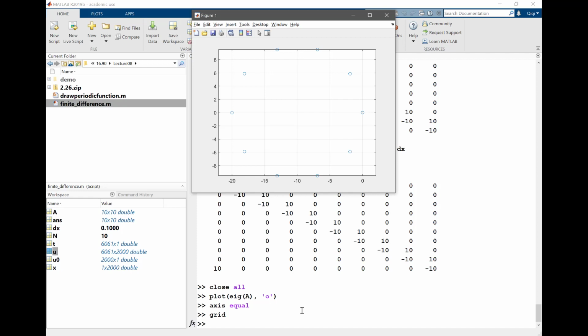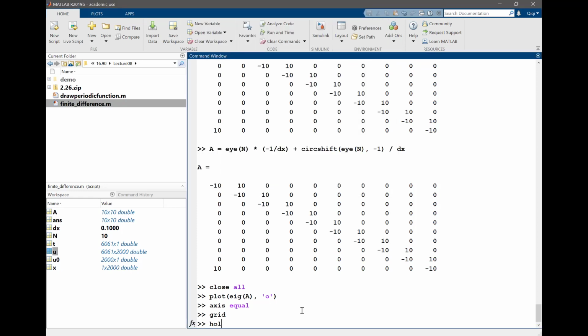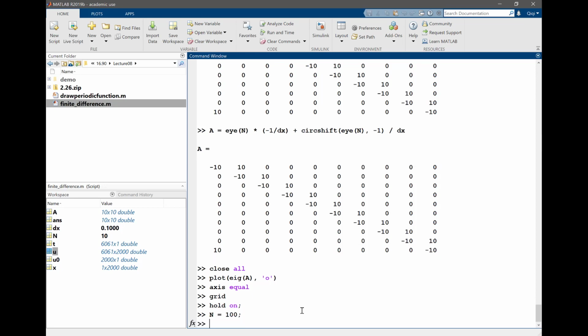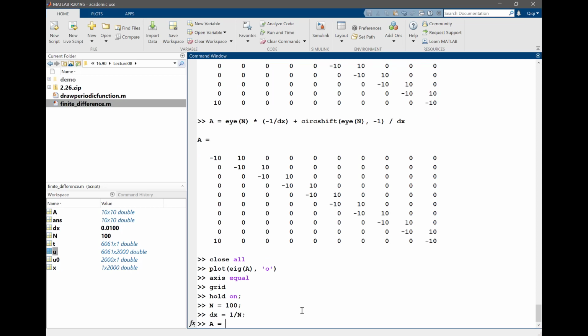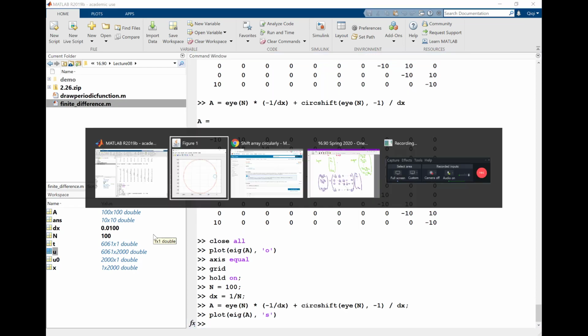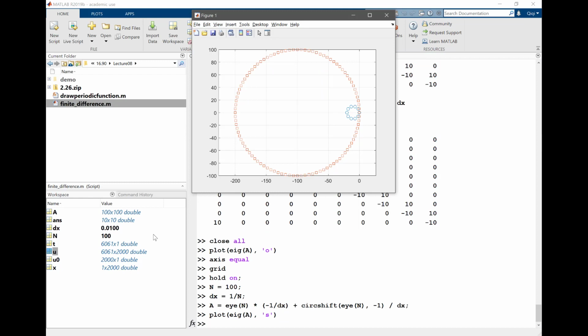All right, so let's just try some other n's. We have tried n equal to 10. Let's try n equal to 100. And delta x, let's do this again, and A would be equal to that again. Now I'm not going to actually print it out because it's a 100 by 100 matrix. And now let's plot this as little squares. That's the eigenvalues of my bigger matrix. So what do you see that's different here?